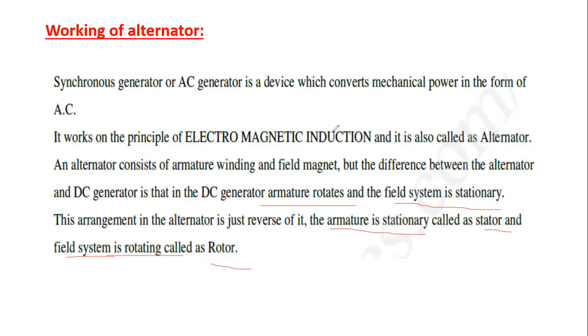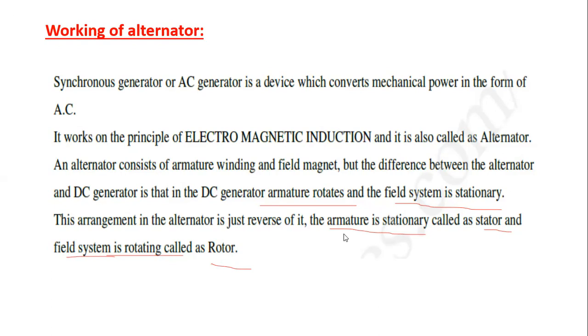But there is a small difference between the DC generator and the alternator. What is the small difference? In the case of a DC generator, the armature rotates and the field system is stationary. But in the case of an alternator, the armature is stationary and the field system is rotating. The stationary armature is called the stator and the rotating magnetic field is called the rotor.